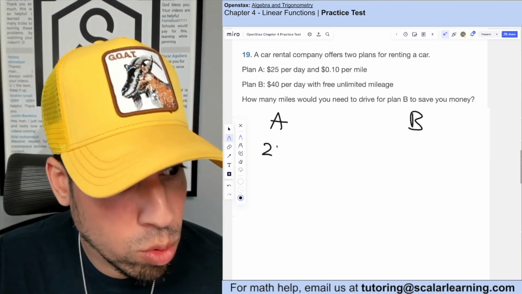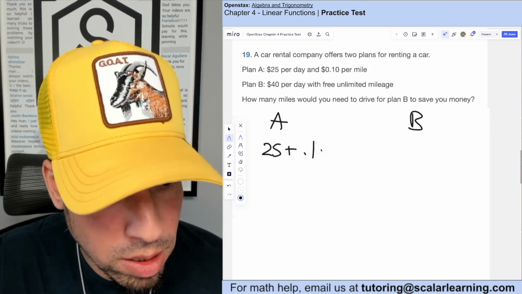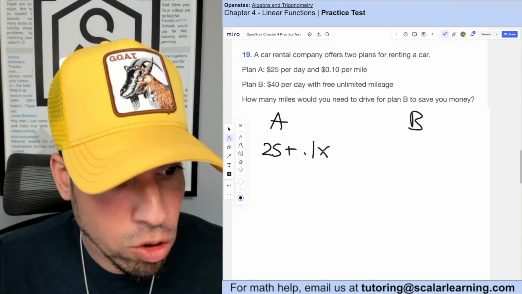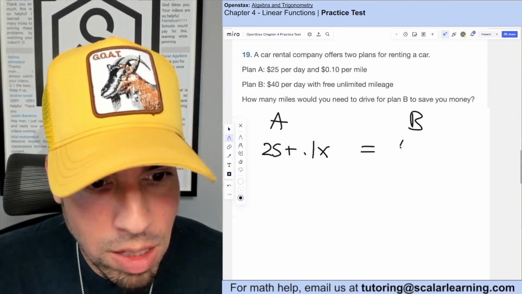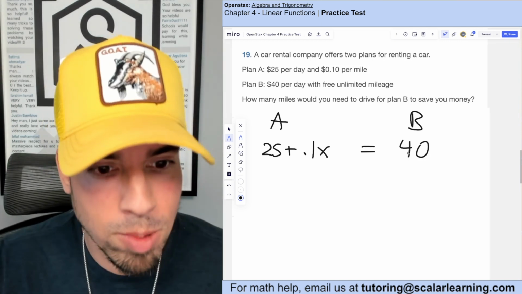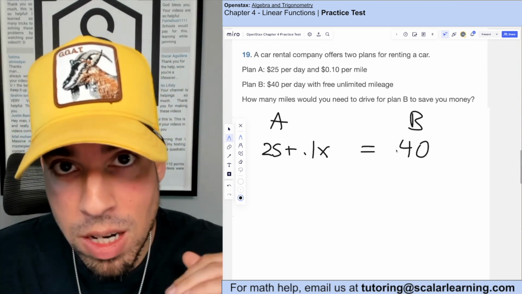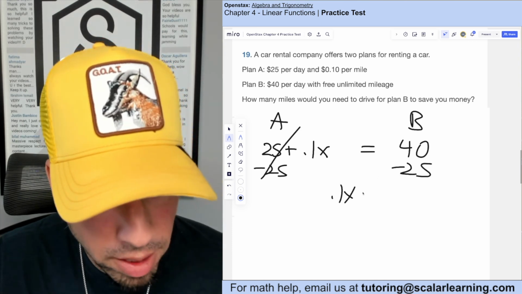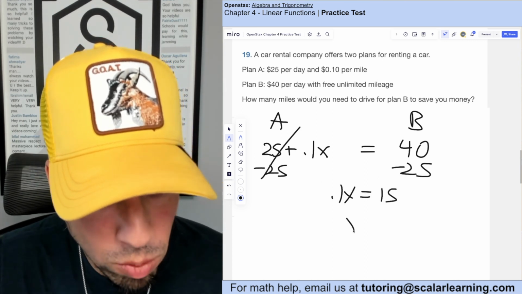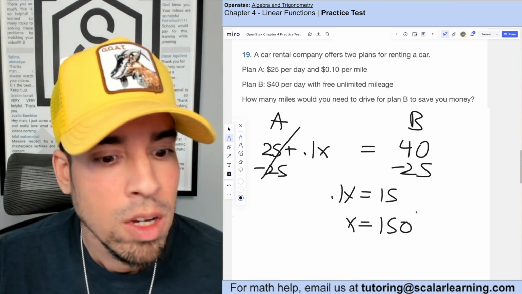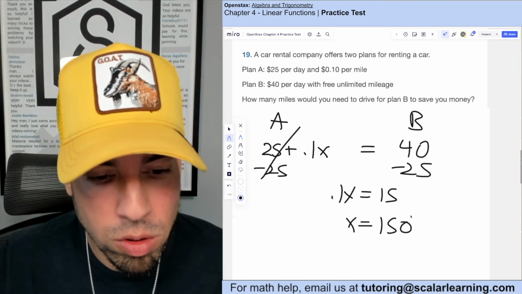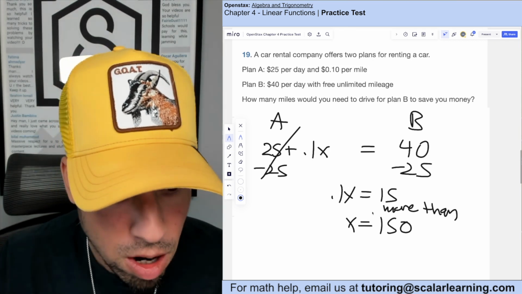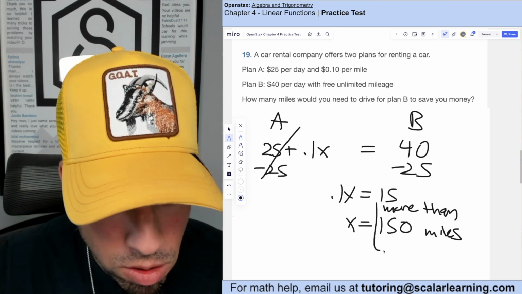So plan A would be 25 per day plus 0.1, or 10 cents, per mile. So x is the number of miles. We're trying to figure out when that's going to equal 40 with free unlimited mileage. So it's just a baseline rate of $40 per day. So then we're going to isolate x. Now that we have this nice equation, we get 0.1x equals 15, divided by 0.1, and we get 150. So that's when they're equal. So for B to be better, we need to drive more than 150 miles.